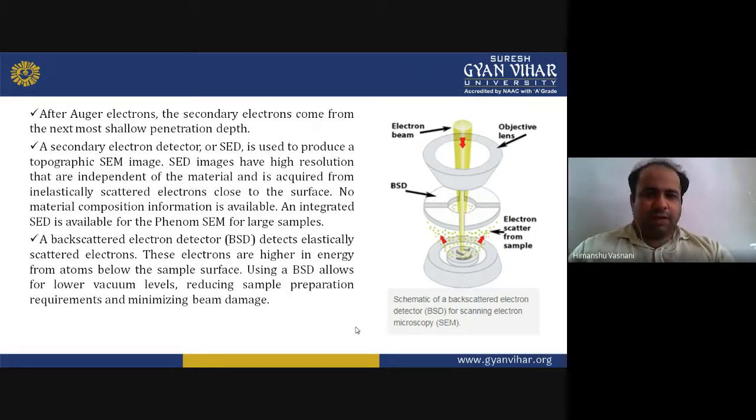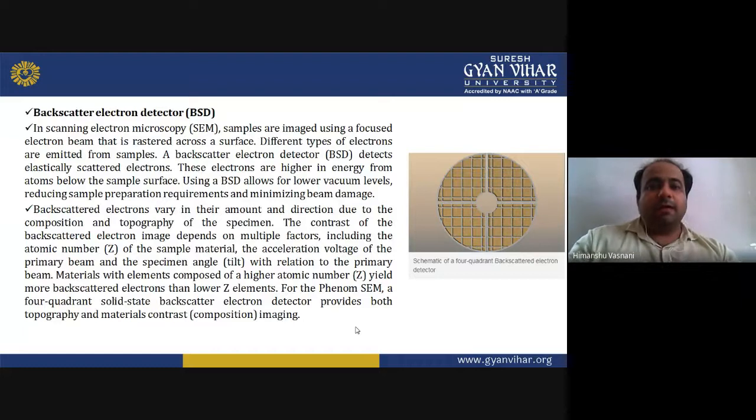This BSD allows for lower vacuum levels, reducing sample preparation requirements and minimizing beam damage. Now, this BSD, the backscatter electron detector: in SEM, the samples are imaged using a focused electron beam that is rastered across the surface. Different types of electrons are emitted from the sample.